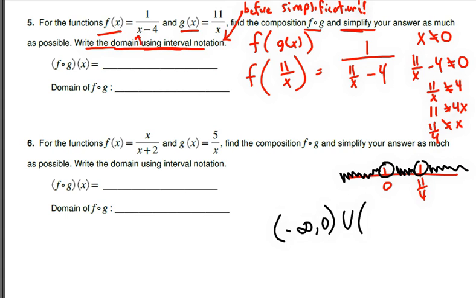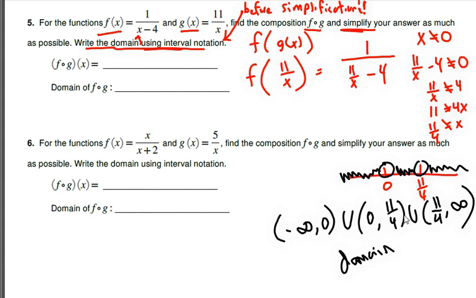And I love writing it with a number line here because then it makes it really easy to write my interval notation. So we've got from negative infinity up to 0, the union 0 to 11 over 4, union 11 over 4 to infinity. I've got parentheses here rather than brackets because it was an open circle. And that's our domain.